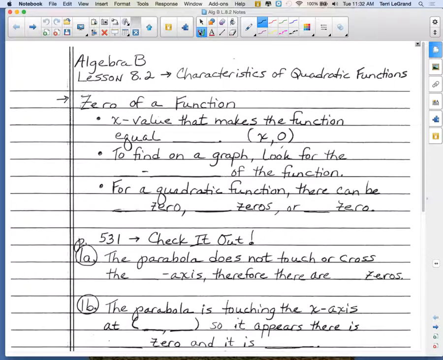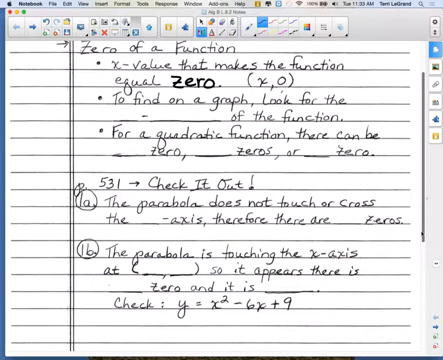So first of all, what is the 0 of a function? It's the x value that makes the function equal 0. So it's the x value that when you put it into your ax squared plus bx plus c, you better get out a 0 at the other end. So if you're subbing that x value into the function, it better get a y value of 0. Then it's considered a 0 of the function.